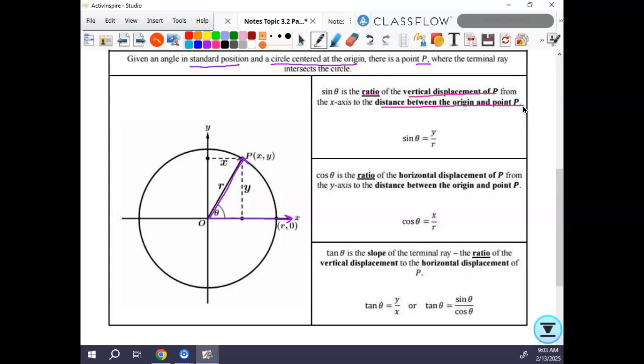We know that sine is y over r. So here is y, right? And we've talked about the fact that that is the distance from the x-axis, right? The radius is the distance from the origin. But look at the terminology it uses up here. It actually says vertical displacement and then distance between P and the origin. So it doesn't say distance both times. One of the times it says displacement. Who can tell me the difference between distance and displacement?